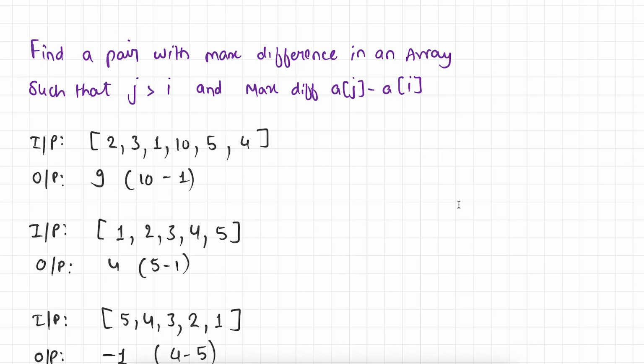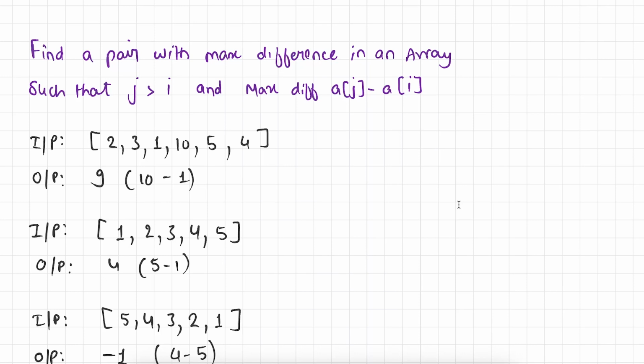So let's get started. Let's see this problem. We are given an array and we have to find a pair with maximum difference such that j is greater than i, and we have to calculate the maximum difference by subtracting a of i from a of j. When you see this problem for the very first time, it may seem difficult to understand. So let me make this problem simple for you.